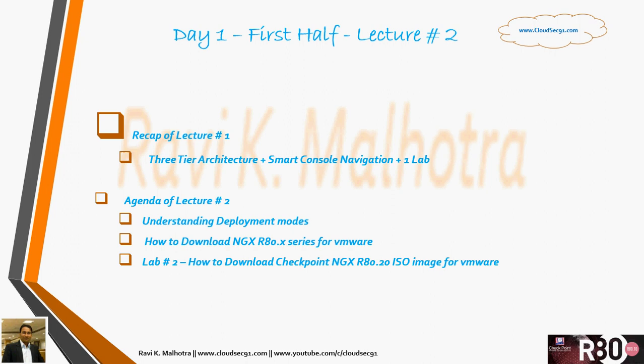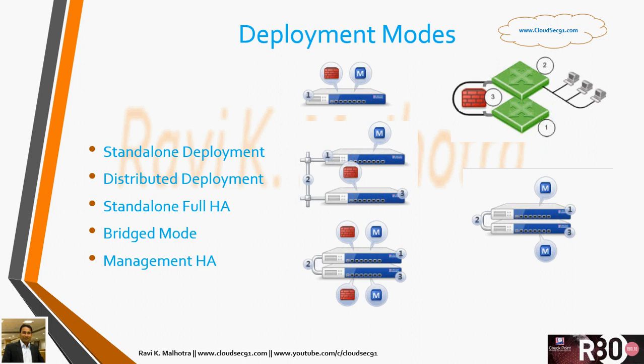Now, as we have already gone through the architecture of Checkpoint, we understood that Checkpoint architecture is a three-tier architecture. Being a three-tier architecture, it has two critical roles. One of the roles is called gateway, and another important role is called smart management server.